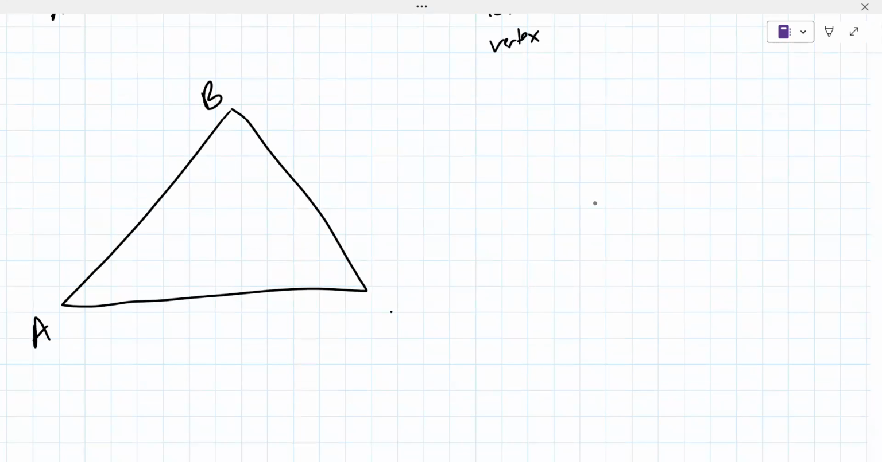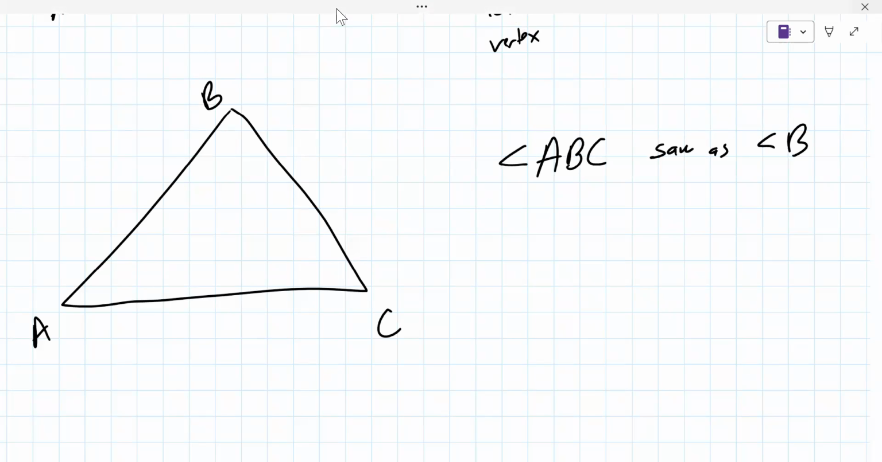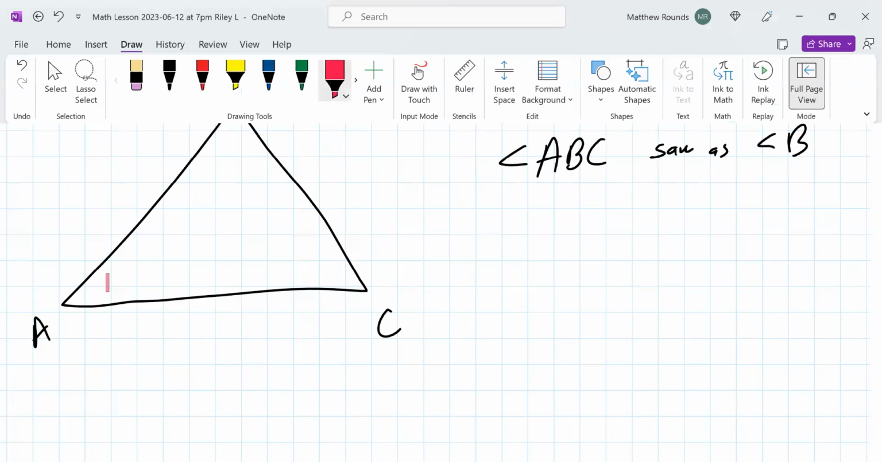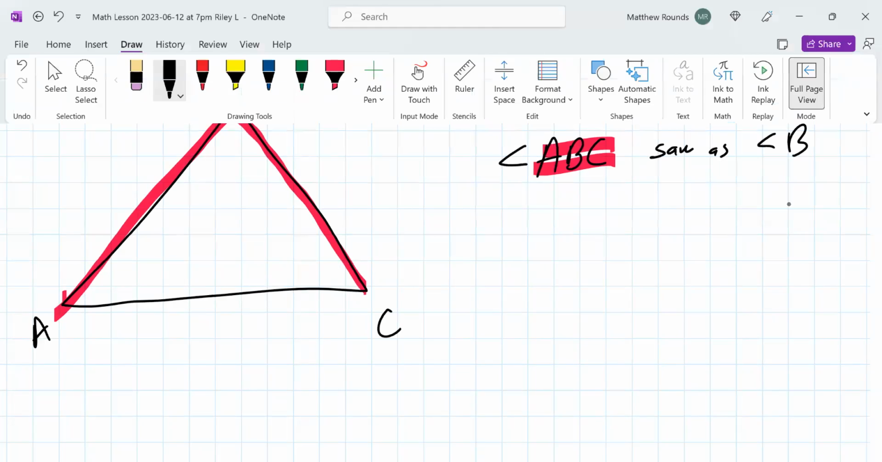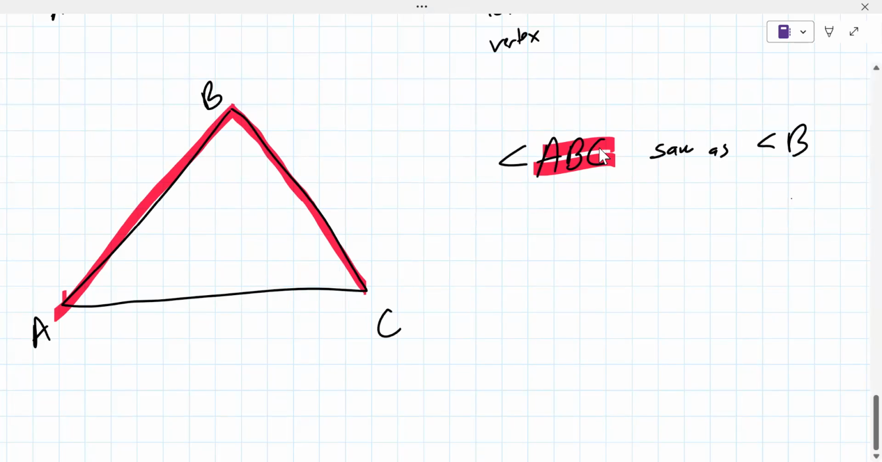A, B, C. Okay. So angle ABC is the same as angle B. And again, if you just draw kind of a path, like you start at A to B to C, that's the same as angle B. All right. So you can use three letters, but that middle letter is the vertex. So there are two ways to refer to the same angle.